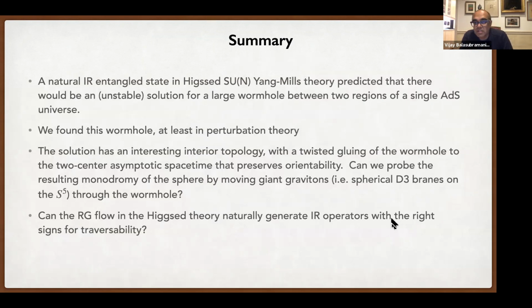And 2 questions that you might ask is, because of this, because you've got to twist the sphere when you glue it back in, something interesting is happening with the sphere as you go around. There's a monodromy. And you could probe that by sending probes like spherical, basically R-charge probes, things like giant gravitons or spherical D3 branes through the wormhole. And it'd be interesting to understand how that works. Another interesting question is, can the RG flow in the Higgs theory naturally generate these infrared operators with the correct signs for traversability? So those are two things that would be nice to understand for the future.